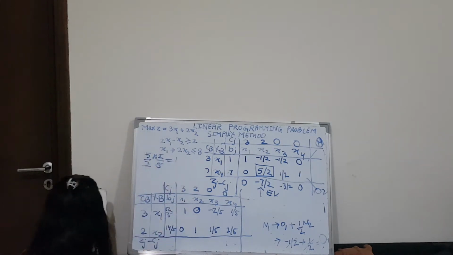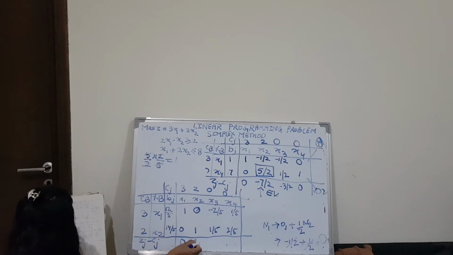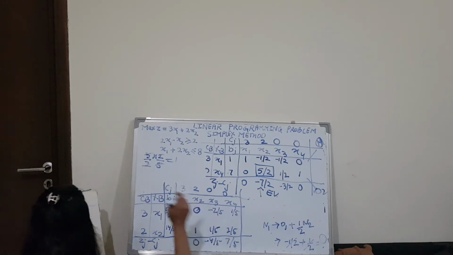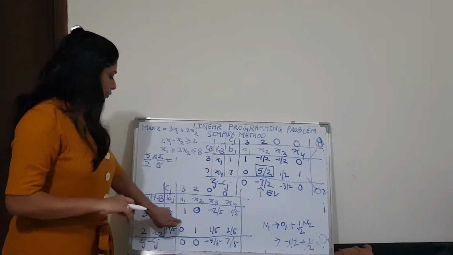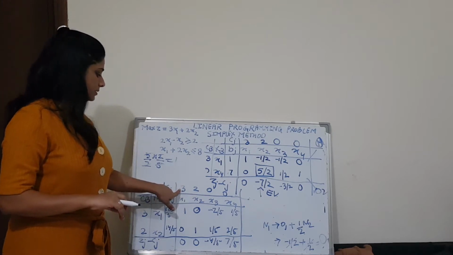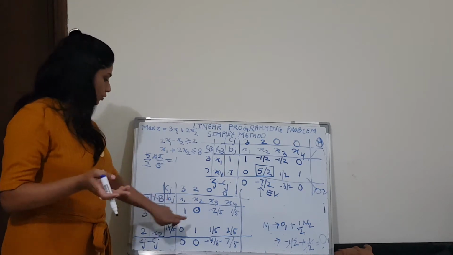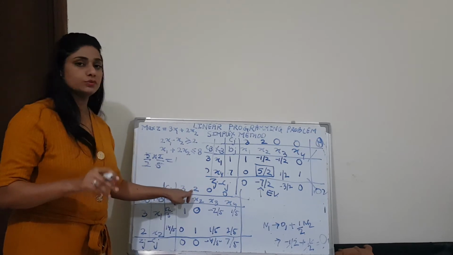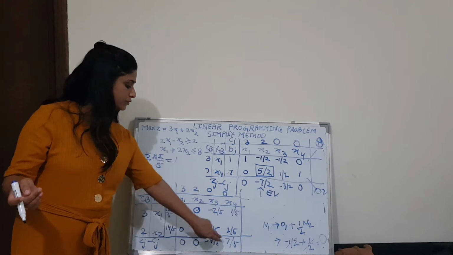Now here 0, in the same way 0 minus 4 by 5, and here 7 by 5 you will get. 3 into 1 is 0 plus 2 into 0 is 0, and minus Cj is minus 3. So 3 minus 3 is 0. For the second column, 3 into 0 is 0 plus 2 into 1 is 2, and for the second column the Cj value is 2. So 2 minus 2 is 0. Similarly we have all these values.